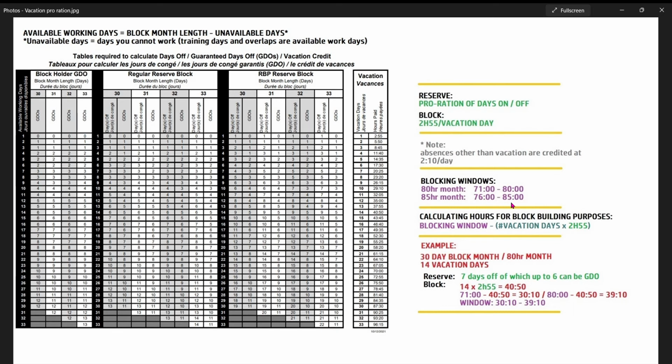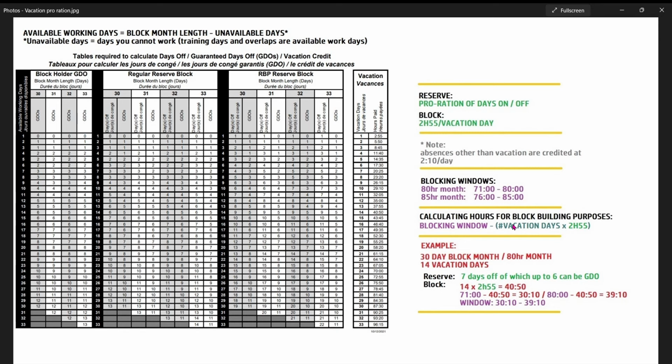So how do you calculate your hours when you have vacation? Here is your little formula. Blocking window, we're talking about the hours right here, minus, and here we have parentheses. Remember your math, we do parentheses first. So the number of vacation days you have times 2 hours and 55 minutes. Again, that's going to give you the credit for your total vacation because one vacation day equals 2 hours and 55 minutes.